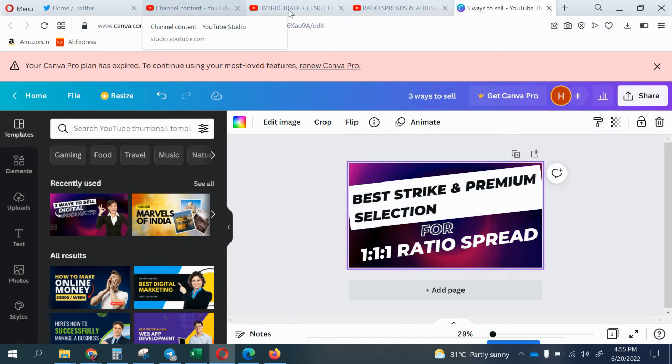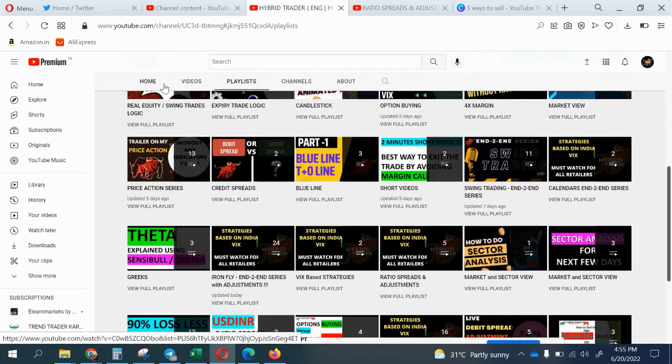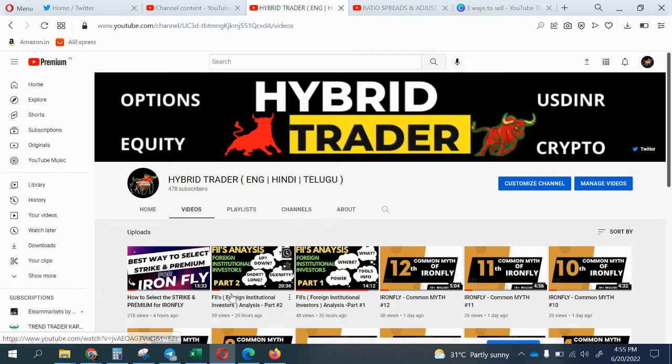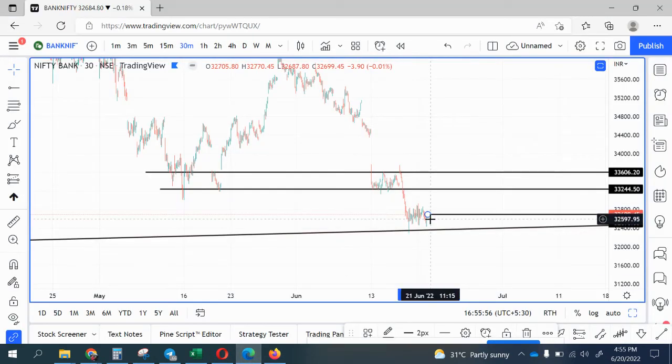If you look at, one second, yes, this one: the best way, strike selection on the iron fly. So this video is all about how to select the best strike for the ratio spread for 1:1:1.